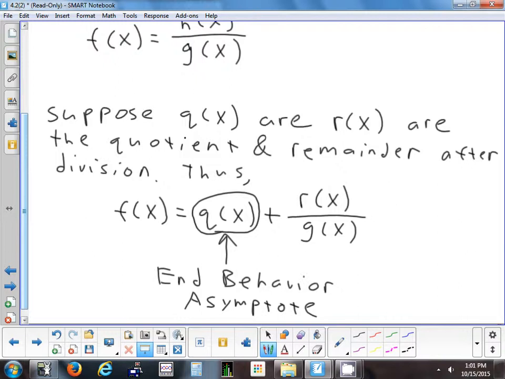Any questions what the end behavior asymptote is? Can you keep it there so I can copy it? Mm-hmm.